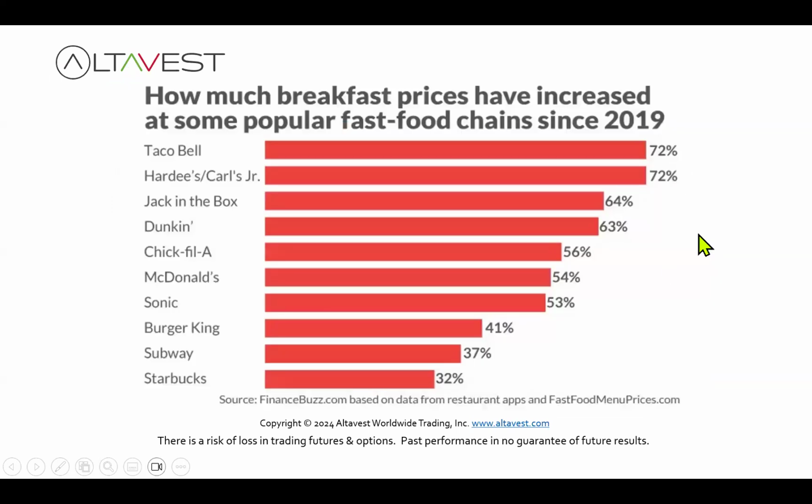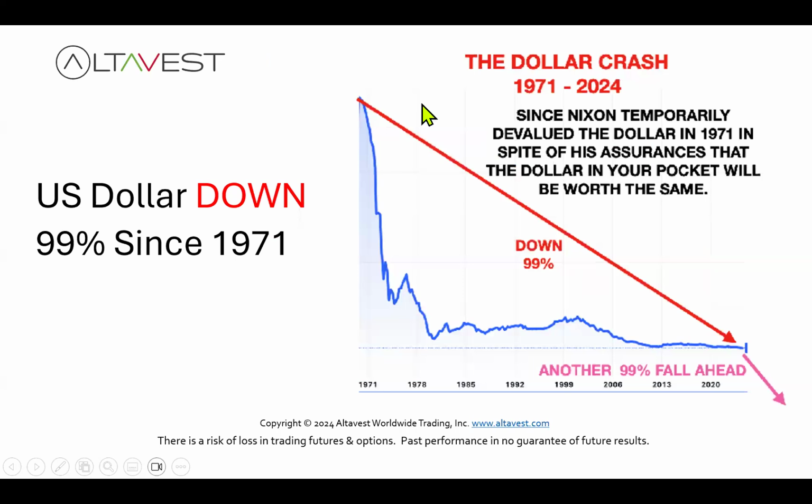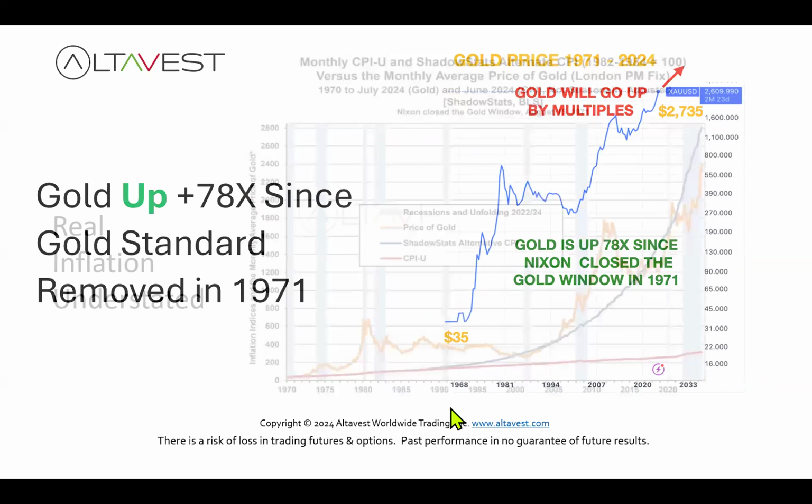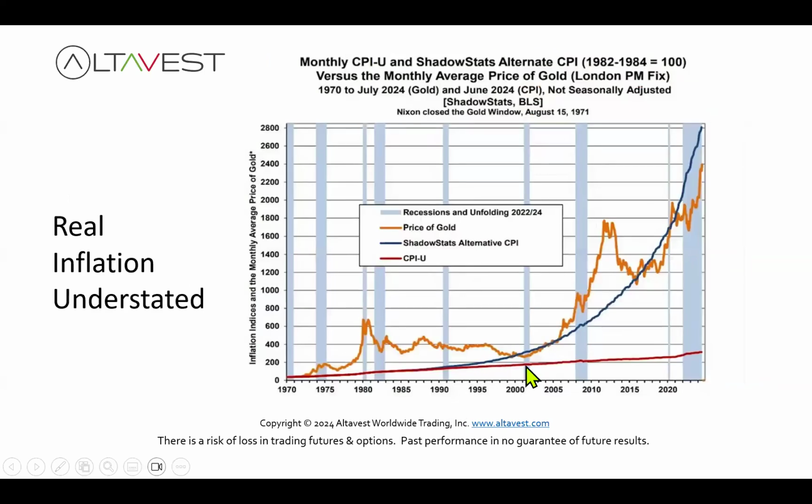You can see it in our day-to-day routine. I thought this was kind of crazy, how much fast food has gone up. But here's the value of the dollar, down 99% since 1971, and meanwhile look at gold. It's up from $35 to 2,900, I think 78 times. And if you want to look at inflation, here's the government data, this red line, and here's the price of gold. And a lot of calculations suggest the real rate of inflation is this blue line, called the Shadow Stats.